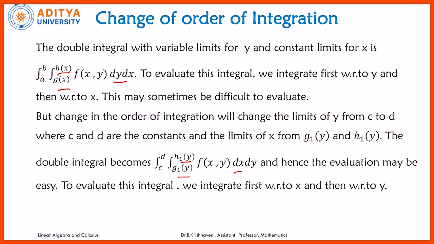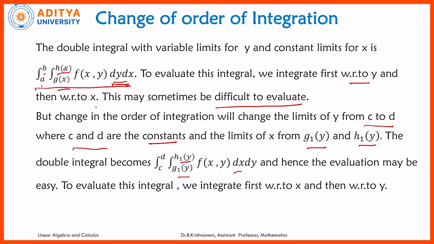The first case is whenever we have the integration in this form. Here it is clear that the y limits are variables and the x limits are constants, hence the order of this integration is dy dx. To evaluate this integral, we need to integrate first with respect to y, then with respect to x. As said already, this may sometimes be difficult to evaluate. In order to overcome this, we can change the order of integration, in which the y limits change to constants and the x limits are variable limits, which are in terms of y.